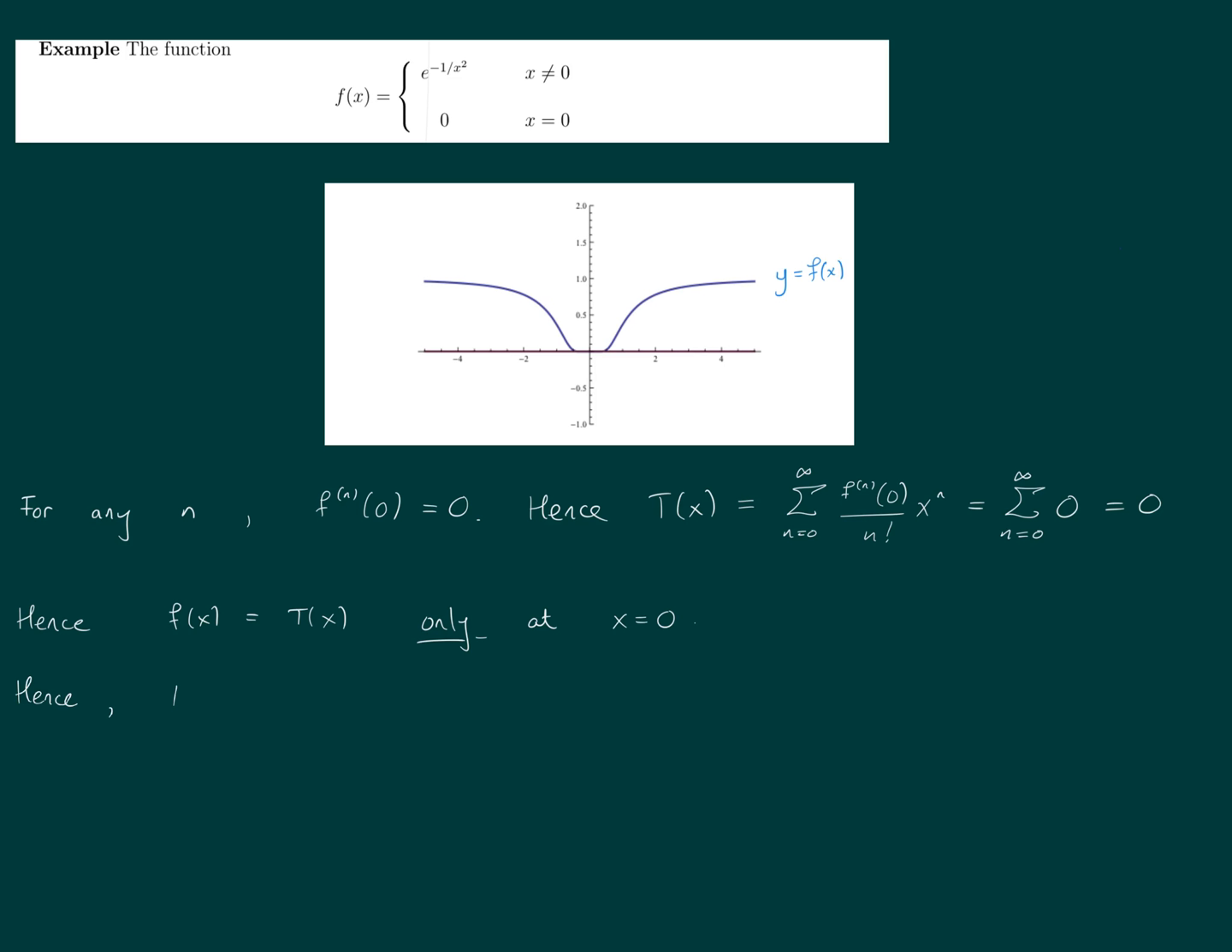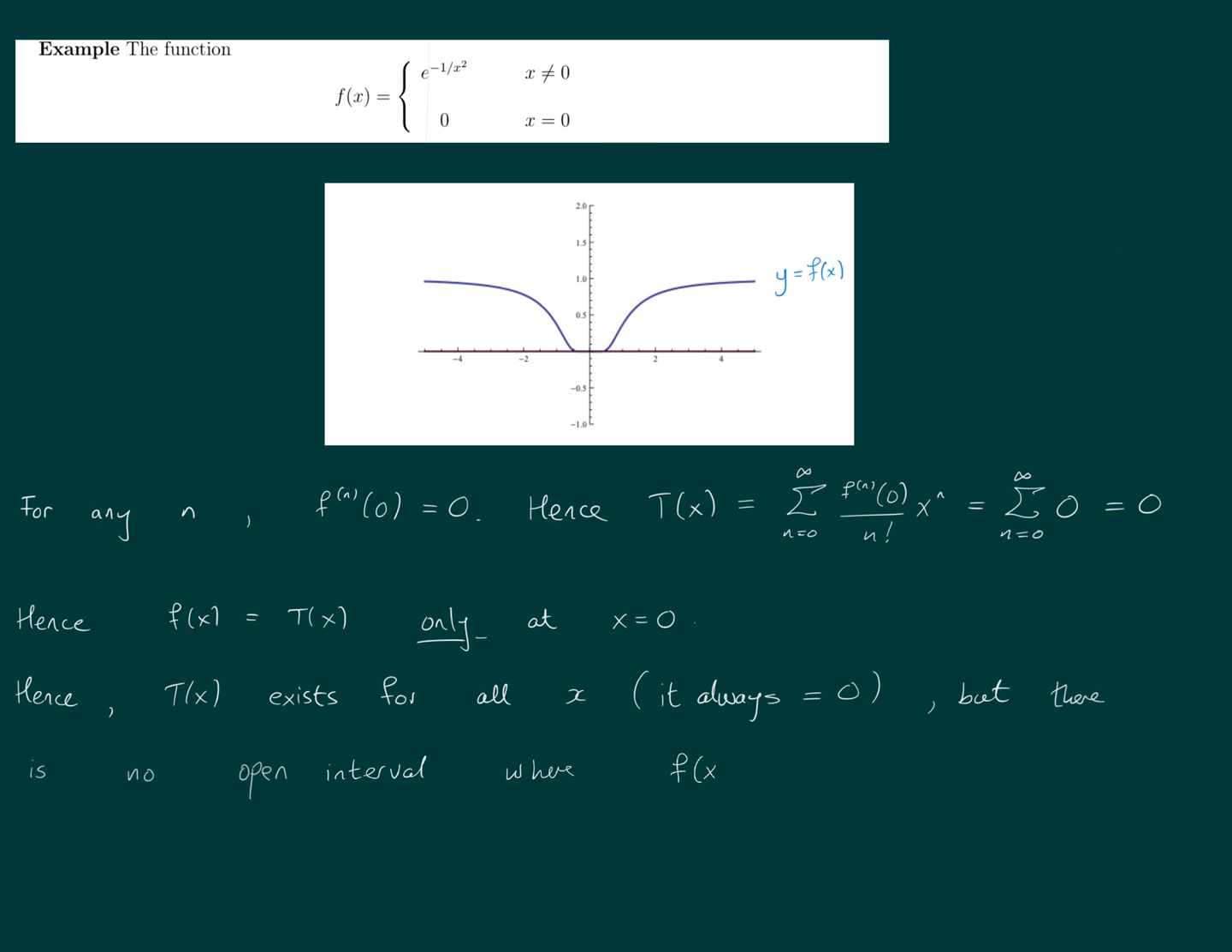Hence, T of x exists for all x. It's always 0. T of x is always 0 for any x. But there is no open interval where f of x equals T of x.